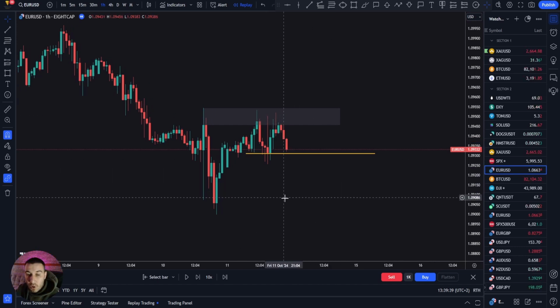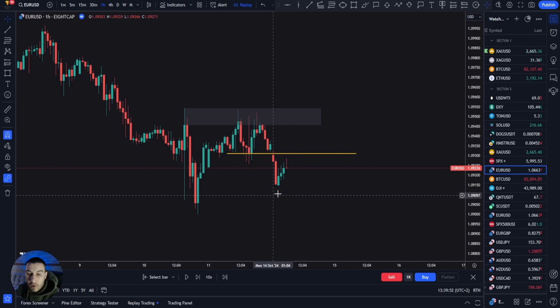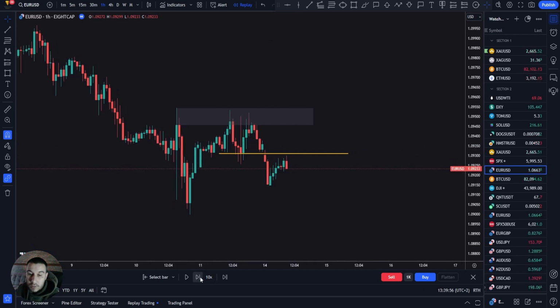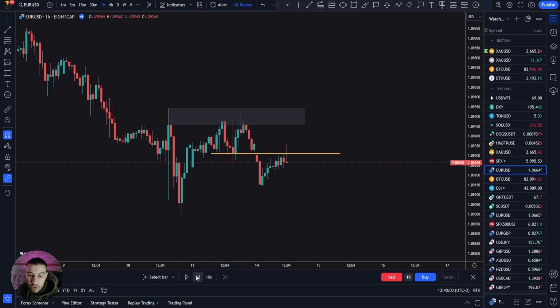Now, if we break below that, then we can wait for the pullback and the retest of this level, where we're going to drop down to the 5-minute chart and look for more precise entries. All right, so let's see what happens next. It looks like we've already got the breakout and we're actually forming the pullback as well. Now, I'm going to stick to the 1-hour time frame just to see what's going to happen here. But essentially, this is where we would be looking for entries if we were using the previous strategy, the first strategy in this video.